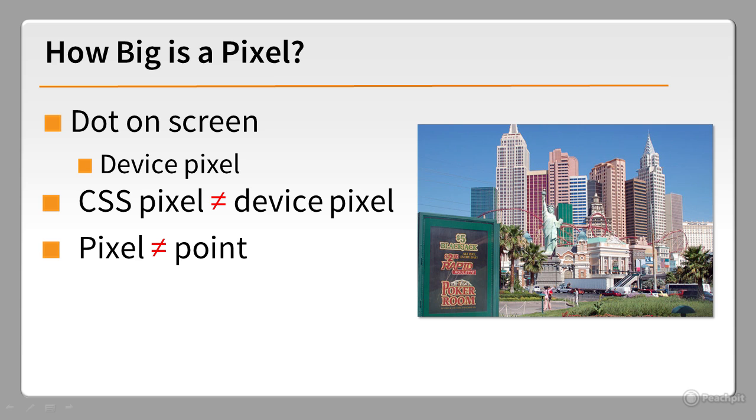If you come from a print background, you'll be used to measuring in points. There's a common misconception that points and pixels are interchangeable. They're not. Points are much bigger. 1 pixel is equivalent to 0.75 points. Incidentally, px is how you write pixels in CSS.